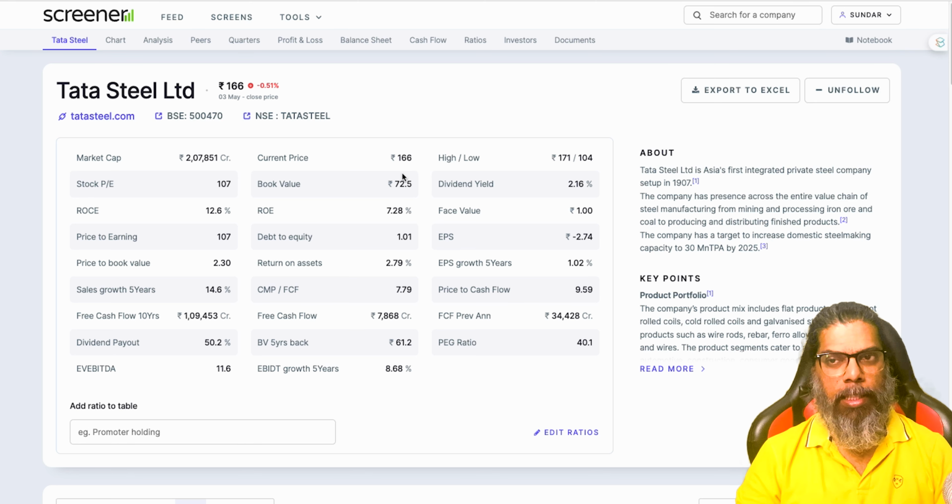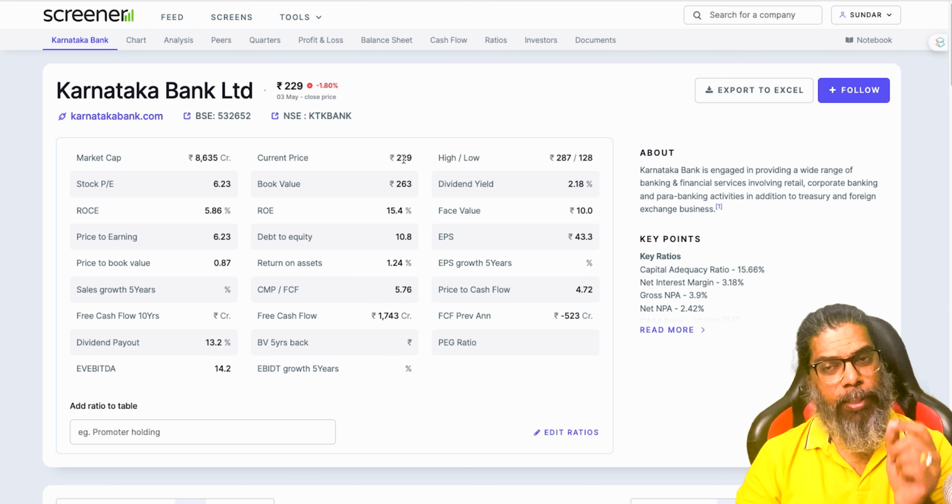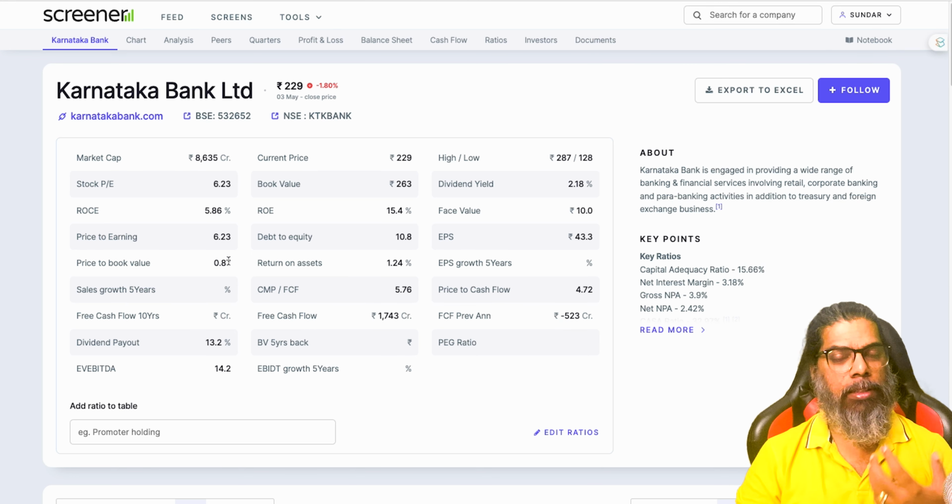And here see the price is 166. It is expensive now. Bandhan Bank is 188, but we are considering that as a cheaper one. So this price doesn't matter for you. And Karnataka Bank is 229, but it is undervalued, like less than 1. So this current value is something that we are ready to pay. So don't confuse the price and the value of the company.